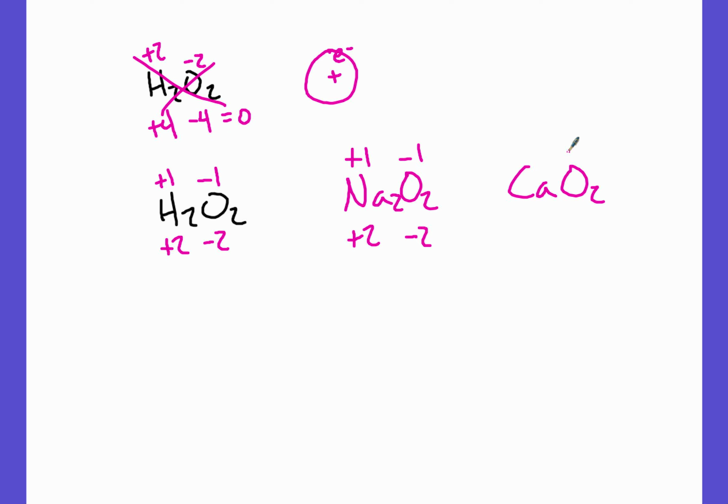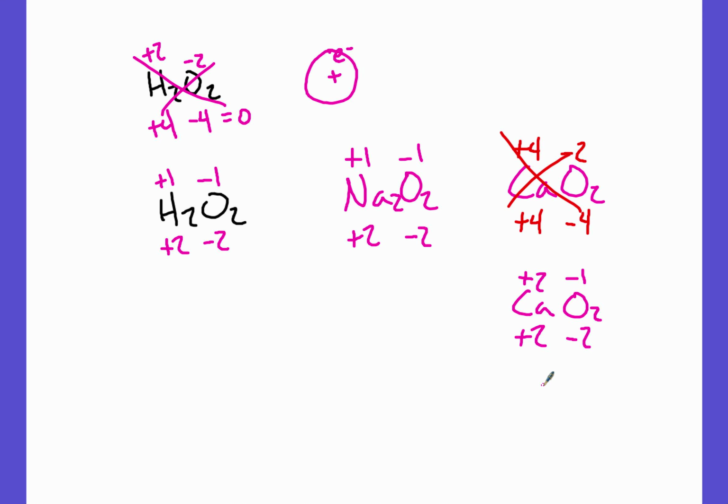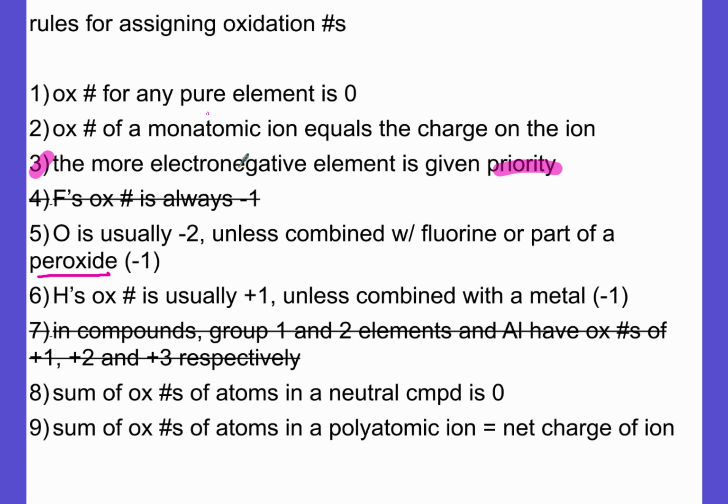And again, if I tried to make it a -2, that would mean that my calcium has to be a +4, and there's no way that my calcium can be a +4. So again, this should have been a peroxide. Calcium is only ever a +2, so those 2 oxygens each have to be a -1 to make this balance out. -2 +2, right? This is definitely a peroxide.